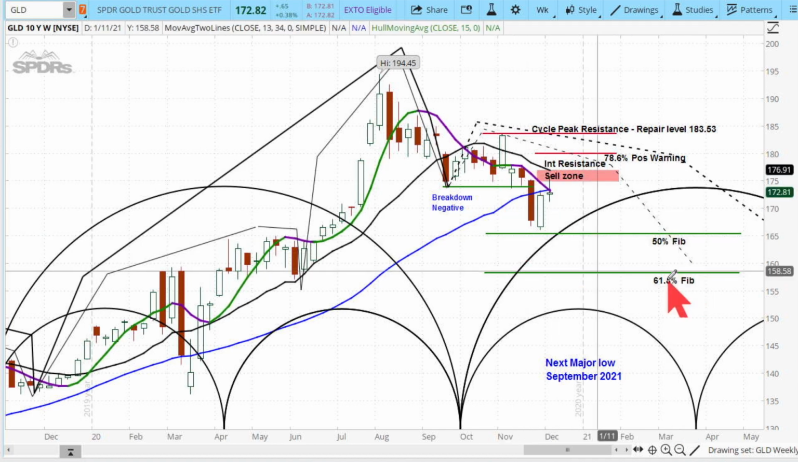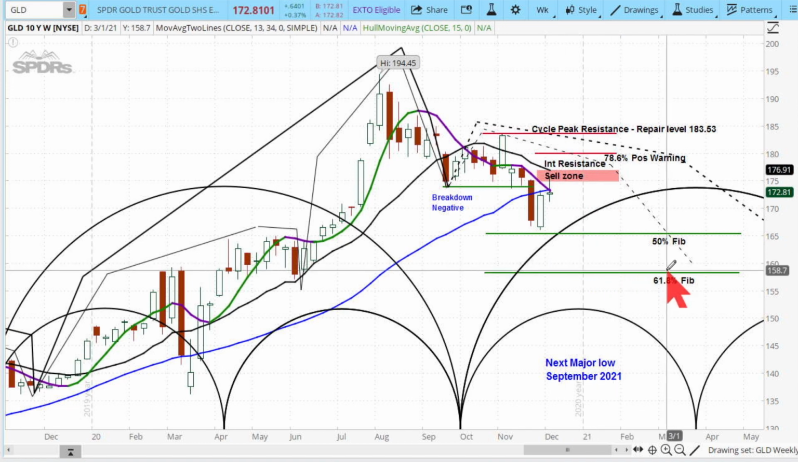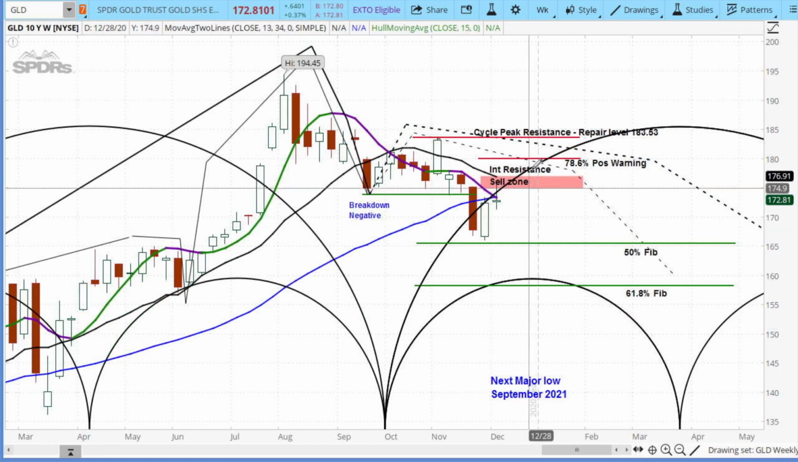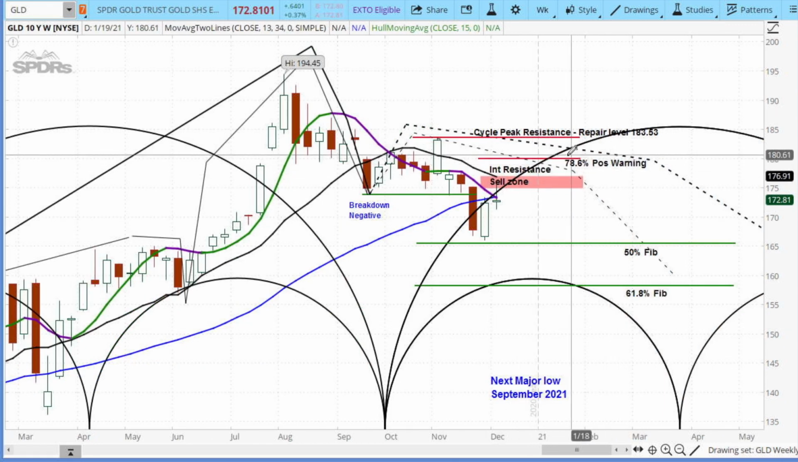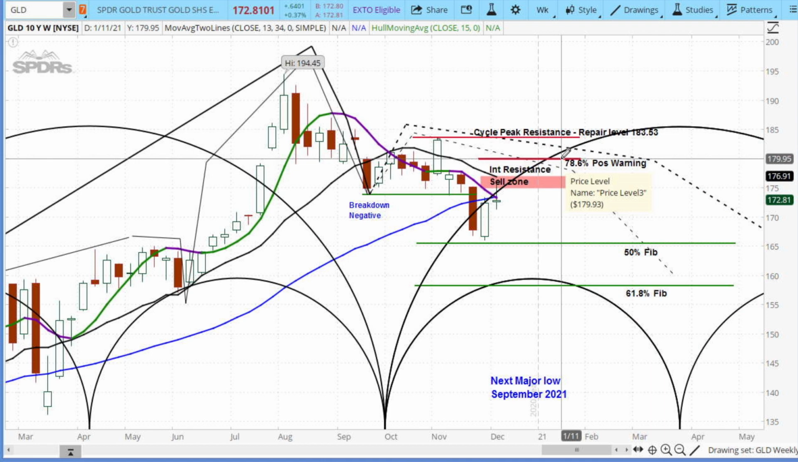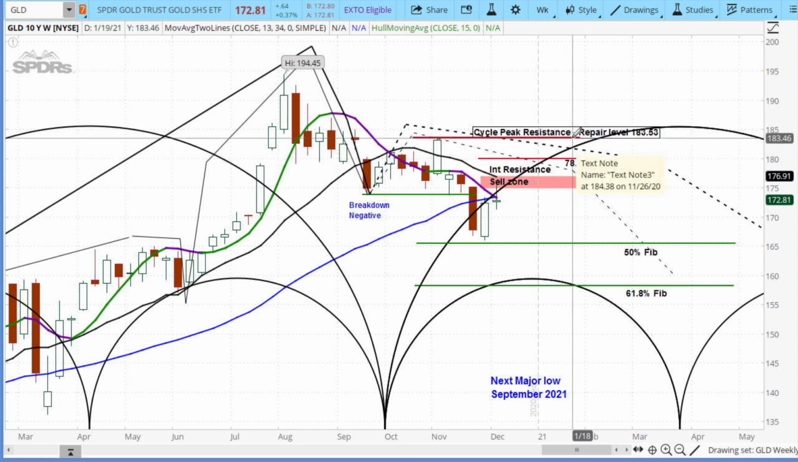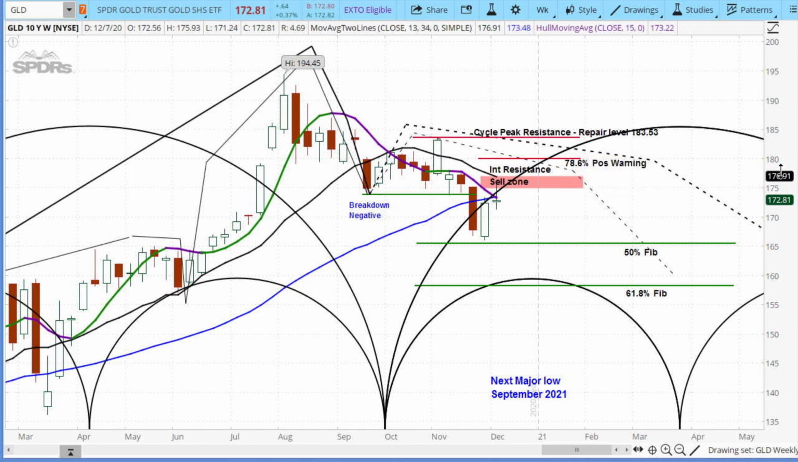So this does not tell a very good picture for the gold market. Of course, we always want to know when our analysis could go wrong, and that would be if the first positive warning would be over the 78.6% at about 180. So if it got over 180, about a little over 7 points to the upside, that would be a positive warning. It would not be a repair unless it got over this level right over here. 183.53 is where that repair level is.